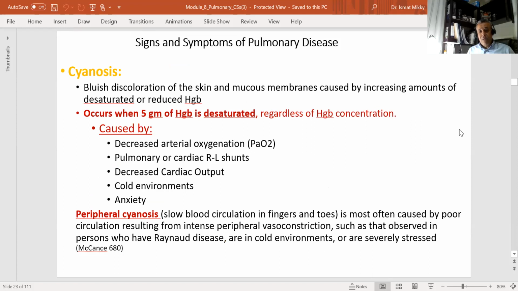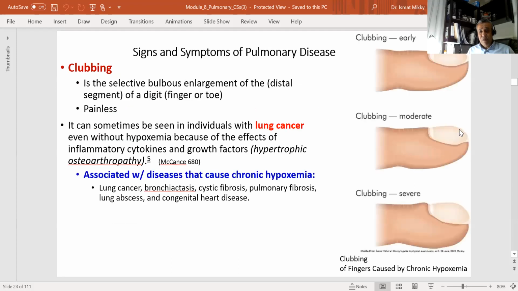And then cyanosis, bluish discoloration of the skin and mucous membranes, and the causes or etiologies here are listed as decreased arterial oxygenation, PaO2, the cardiac right-to-left shunt or pulmonary shunt, decreased cardiac output, cold environment, and anxiety. Then we have a definition of peripheral cyanosis.